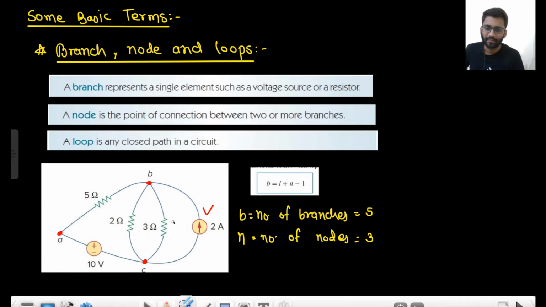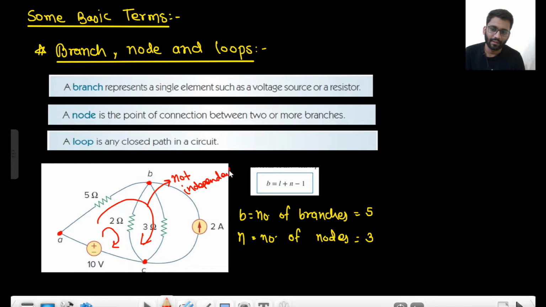Let me make a clear diagram. If we talk about this loop, 5 ohm, 3 ohm, and 10 volt, about this complete loop, you can see there is one small loop also there: 5, 2, and 10 volt. So this loop is not an independent loop. Not an independent loop. This is known as an independent loop.